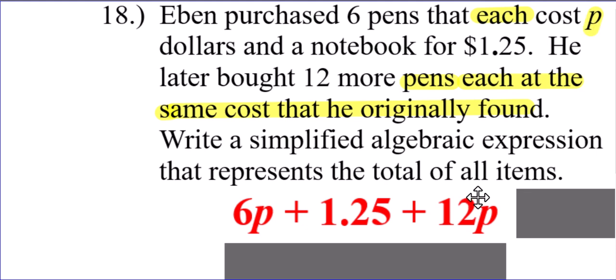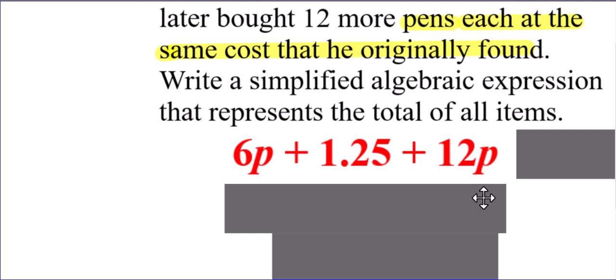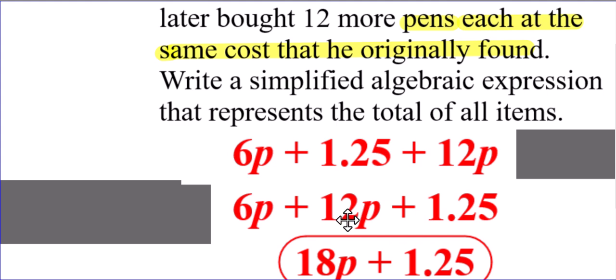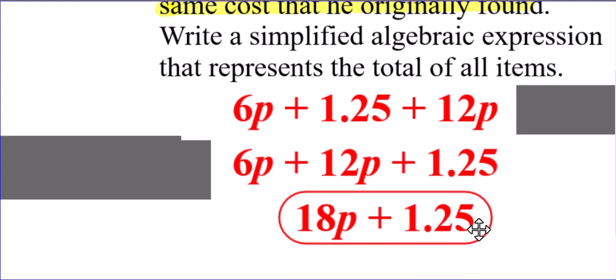So yes, that was a little trickier than number 17, but hopefully you figured it out. And now we're going to use the commutative property to add the 6P and the 12P, giving us 18P plus $1.25. Do not add those together. We will never, ever, ever add unlike terms together. That's as far as you can go.